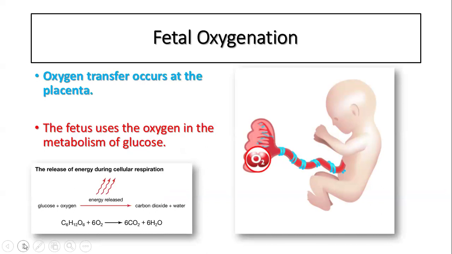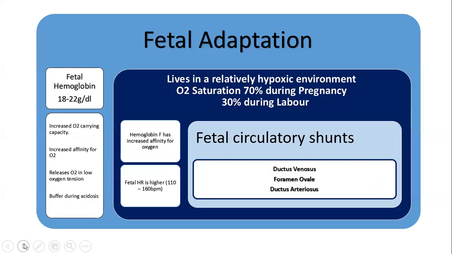Again, looking into fetal oxygenation, we know that oxygen transfer occurs across the placenta, and the fetus uses the oxygen in the metabolism of glucose. So once there's oxygen, aerobic metabolism takes place that releases carbon dioxide and water, which is taken back across the placenta. The baby is adapted to its environment.